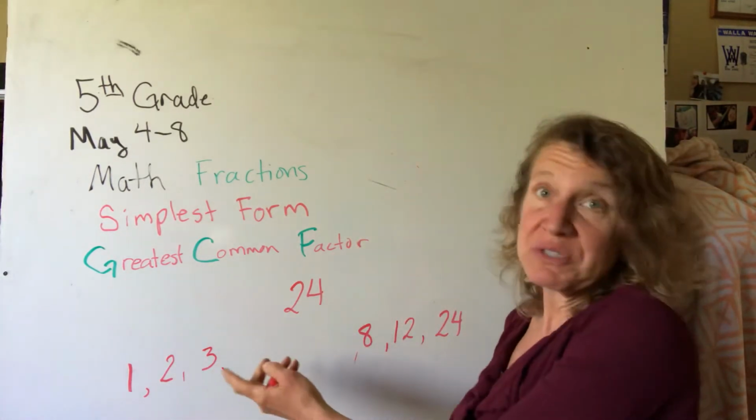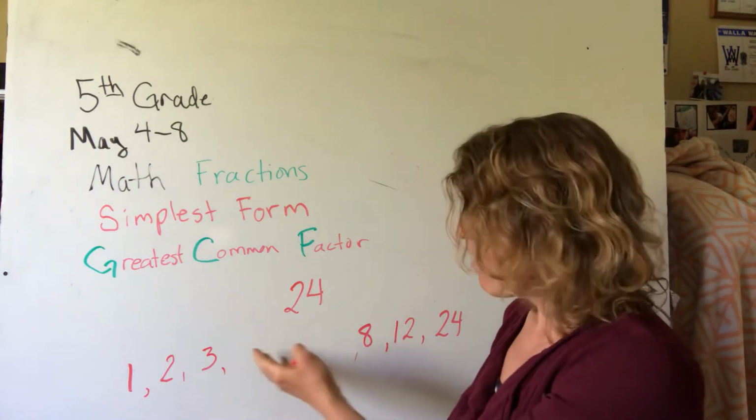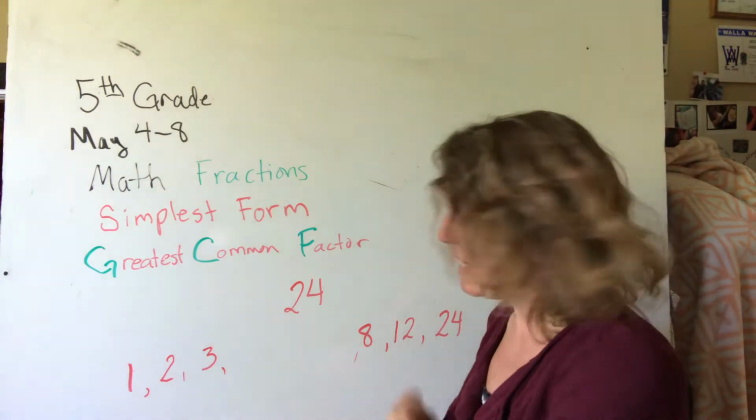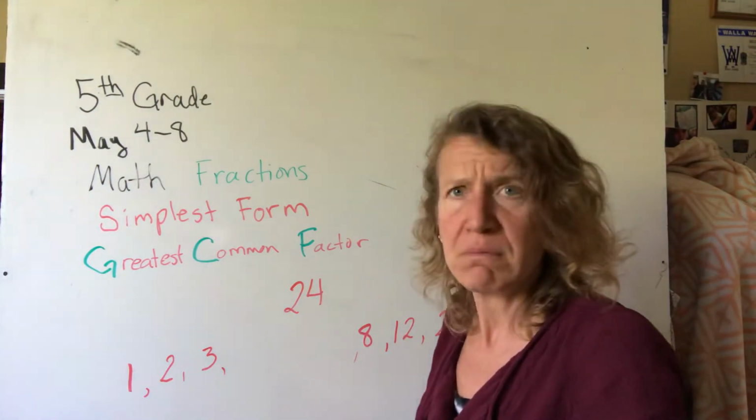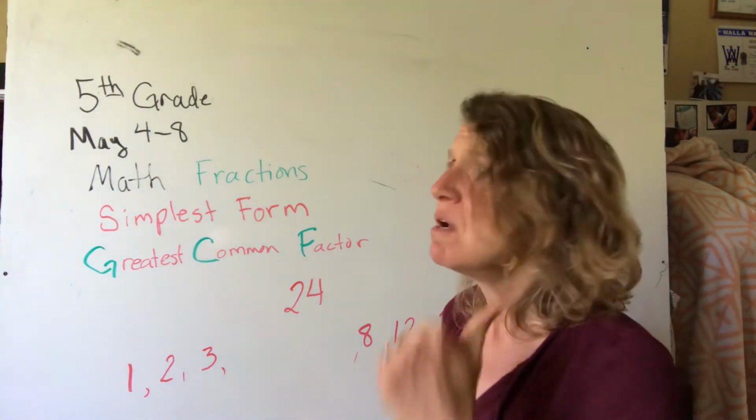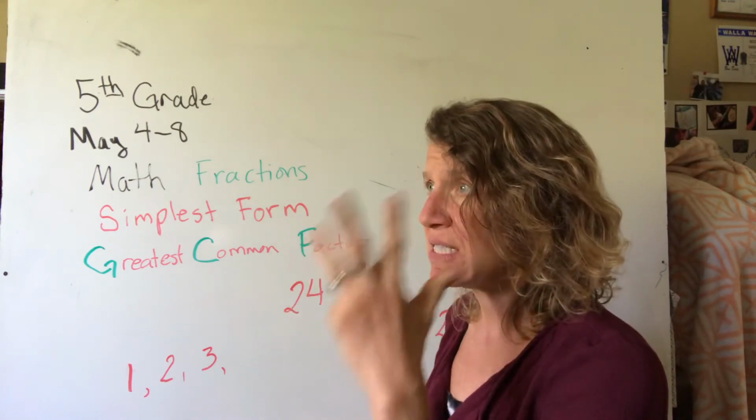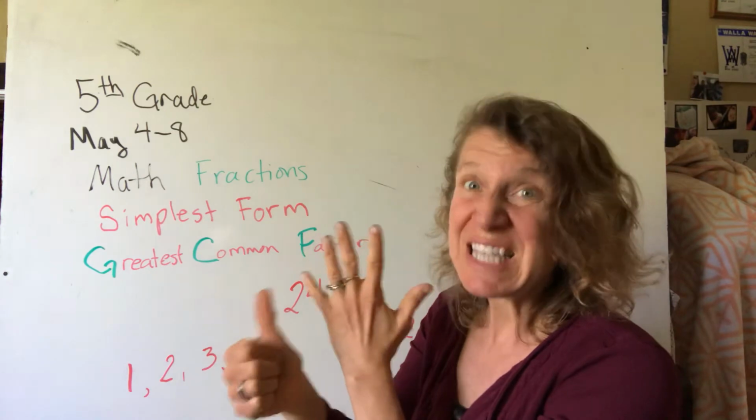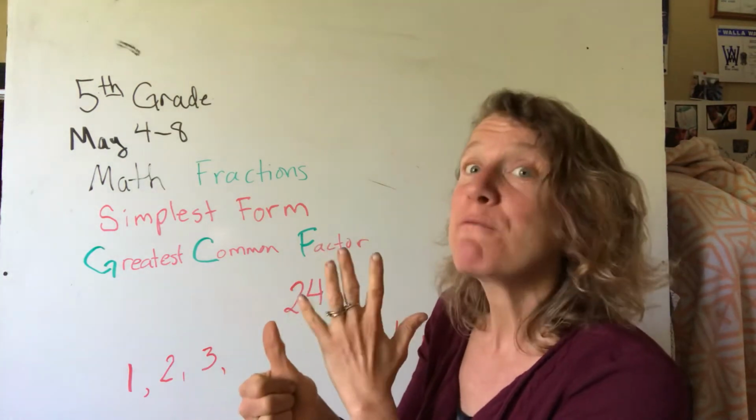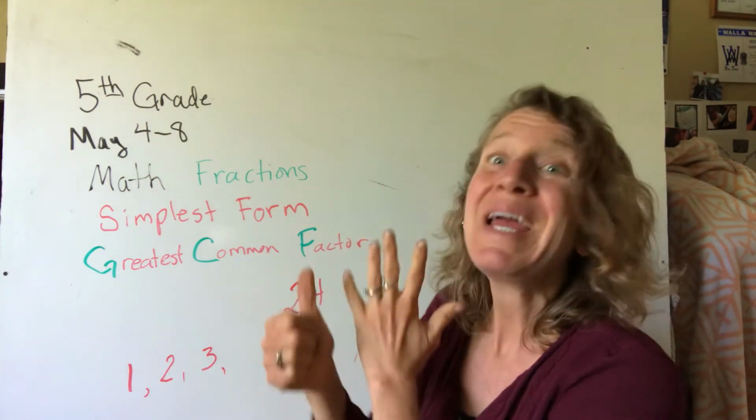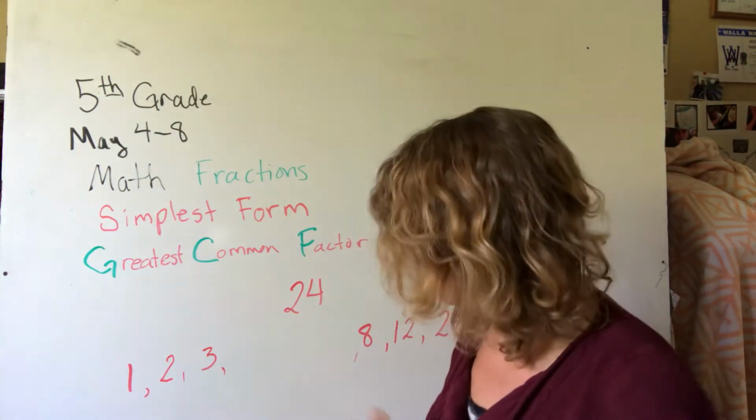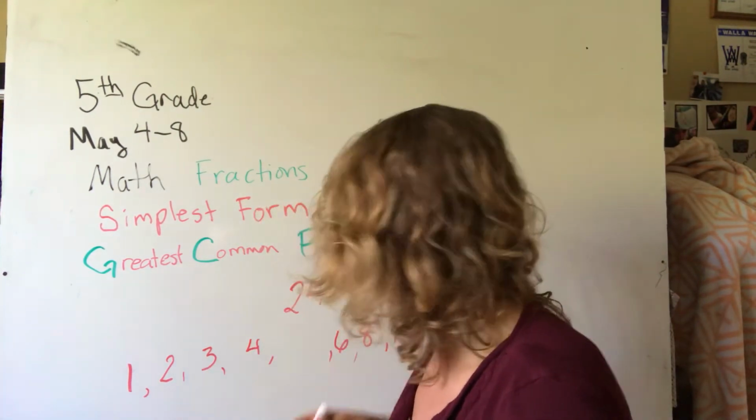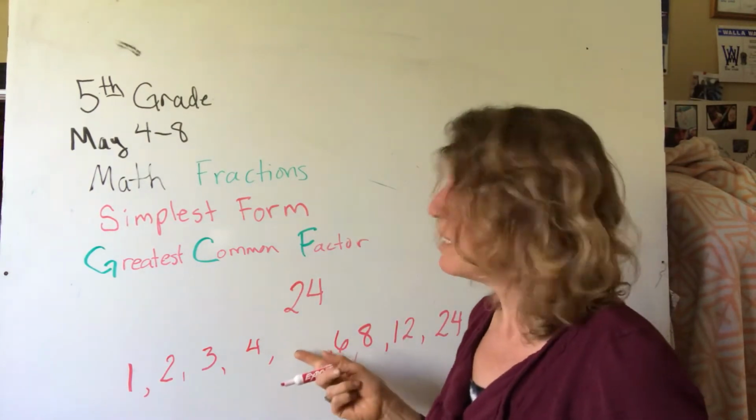Now, the only factors that could possibly be left are 4, 5, 6, and 7 because that's all that's in between 3 and 8. Well, let's think about 4. Can I count by 4s and get to 24? 4, 8, 12, 16, 20, 24. Sure enough, 6 4s makes 24. That means 4 is a factor of 24 and 6 is a factor of 24. 4 and 6.